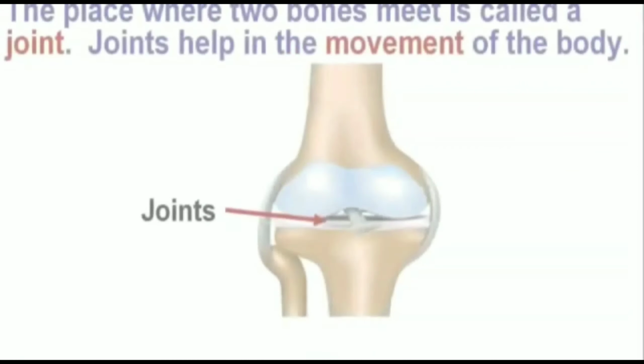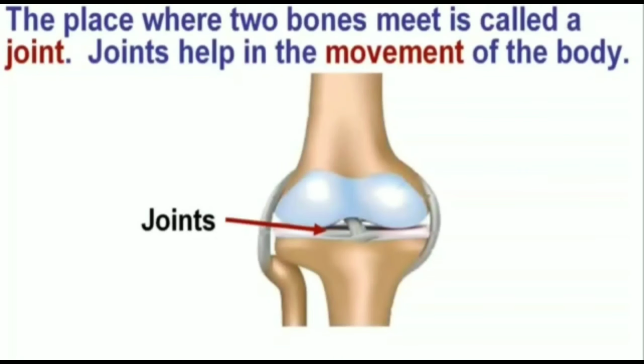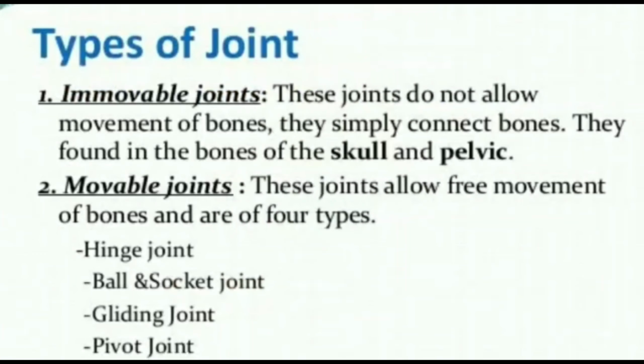Students, a joint is a place where two or more bones fit together, or a place where two bones meet. These bones are held together by a structure called ligaments. Now, as you can see on your screen, there are two types of joints: movable joints and immovable joints.